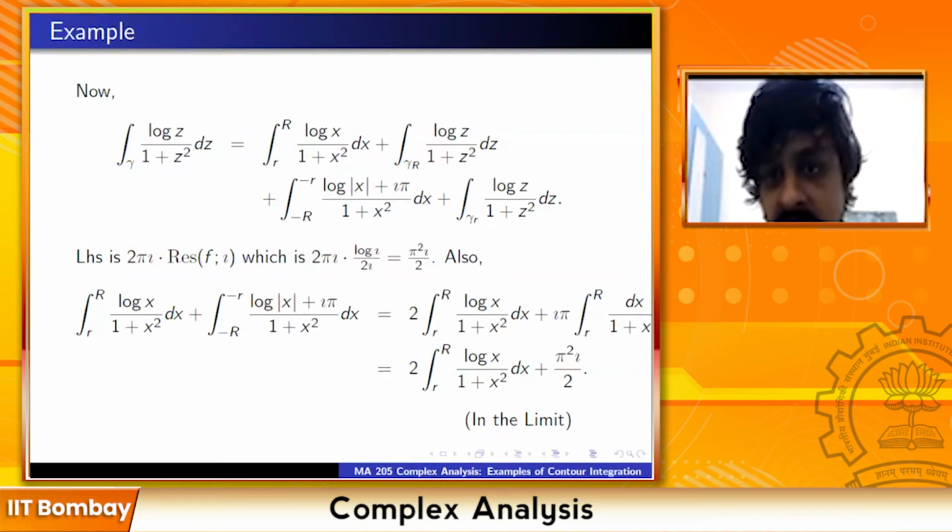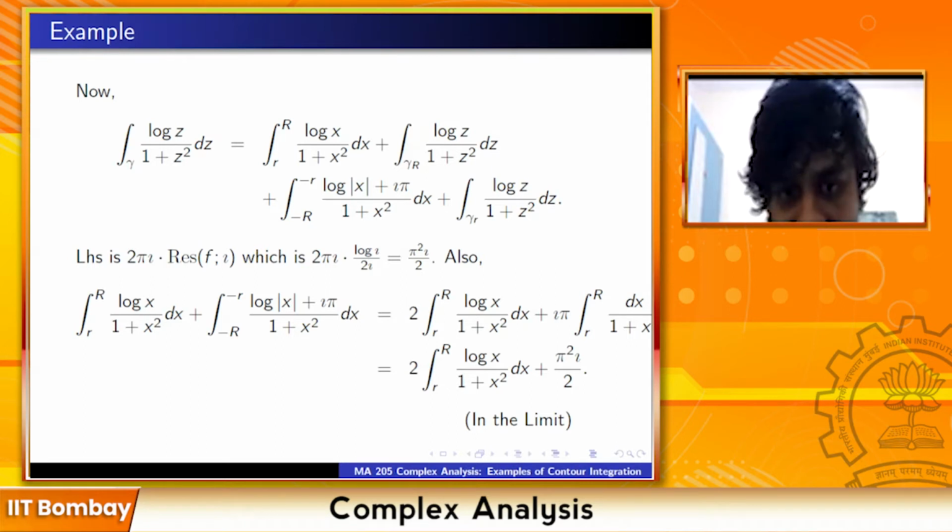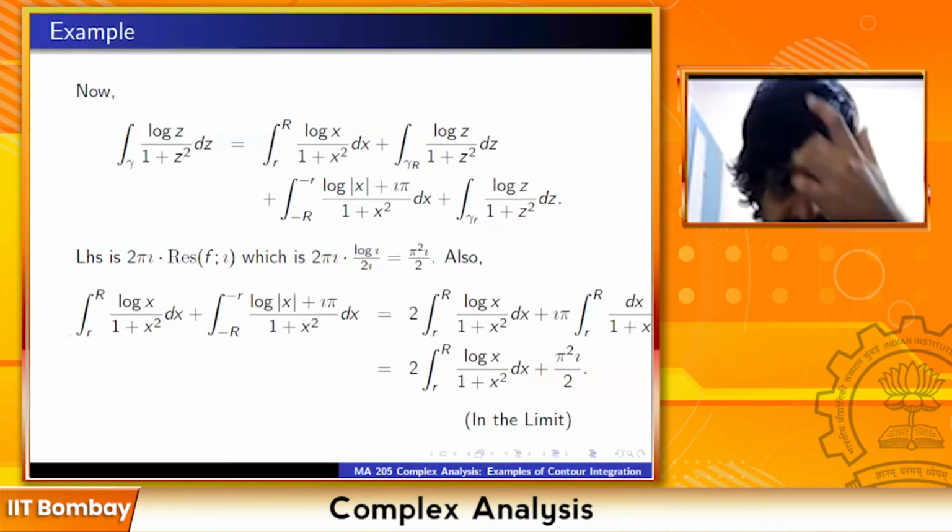which is equal to tan inverse x, and tan inverse x gives you pi by 2. So i pi times pi by 2, so i pi square by 2. All this in the limit.